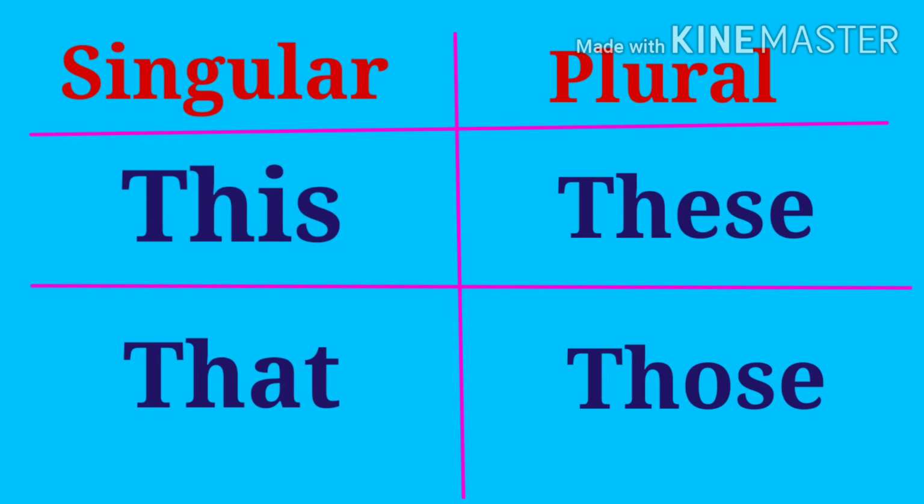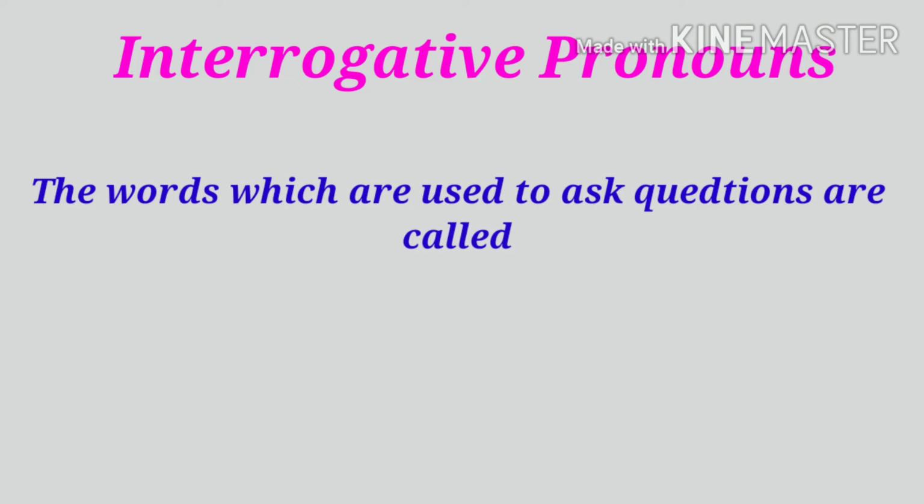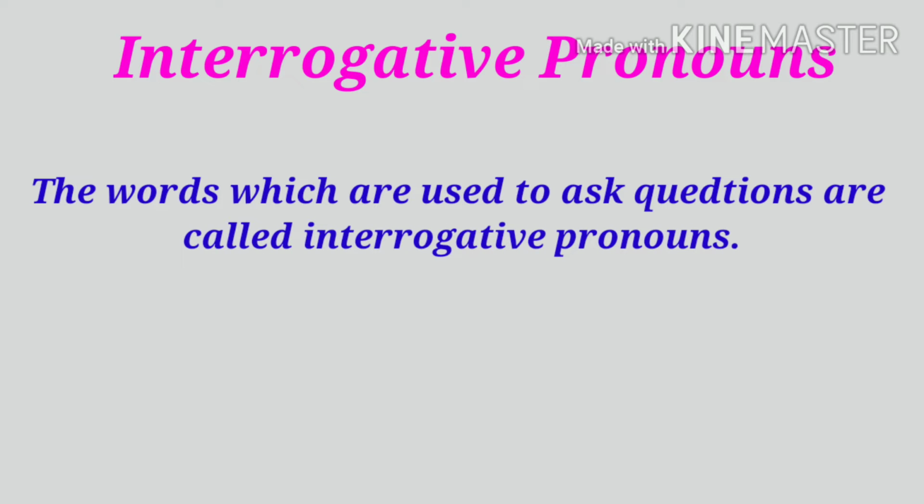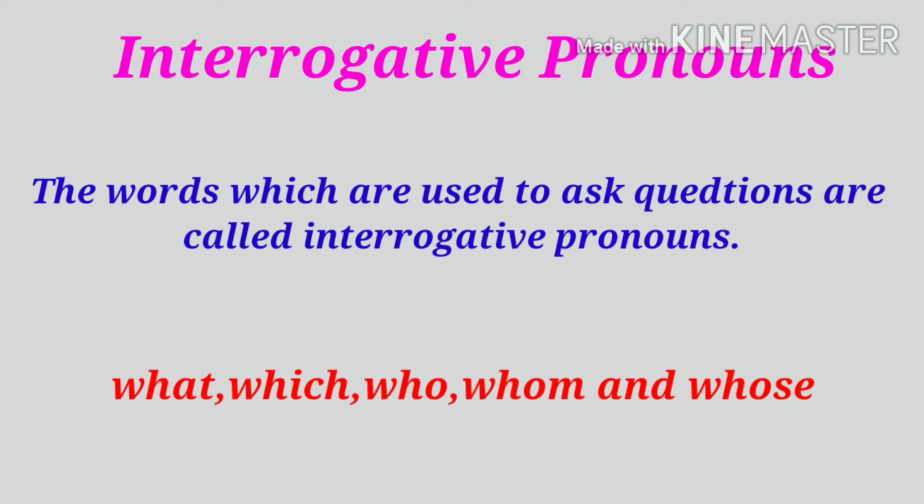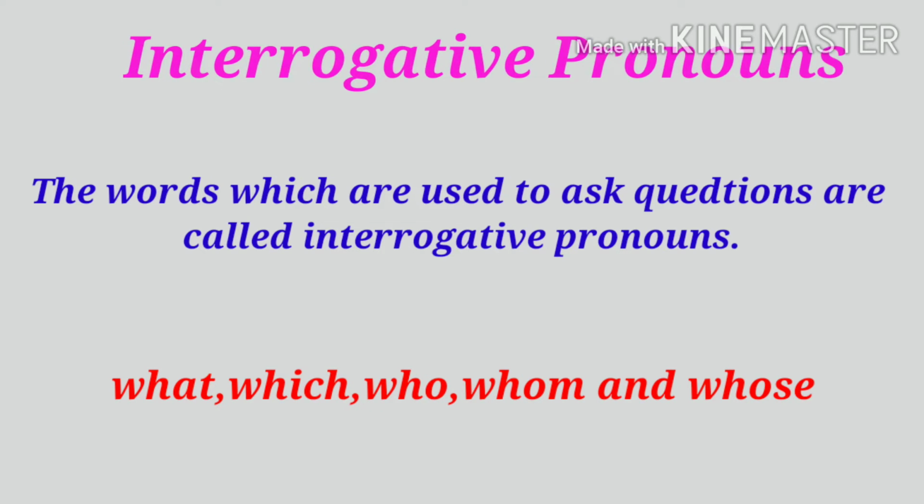Now let's move on to the next kind of pronoun, that is interrogative pronouns. And if we look at this word interrogative, it is derived from the word interrogate, and the word interrogate means to ask questions. So the words which are used to ask questions are known as interrogative pronouns. The words like what, which, who, whom and whose, these are interrogative pronouns.